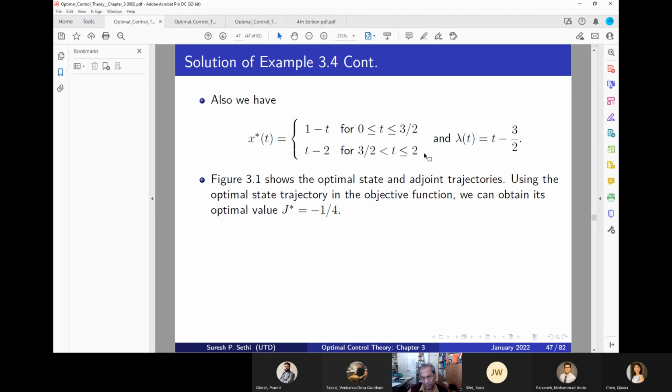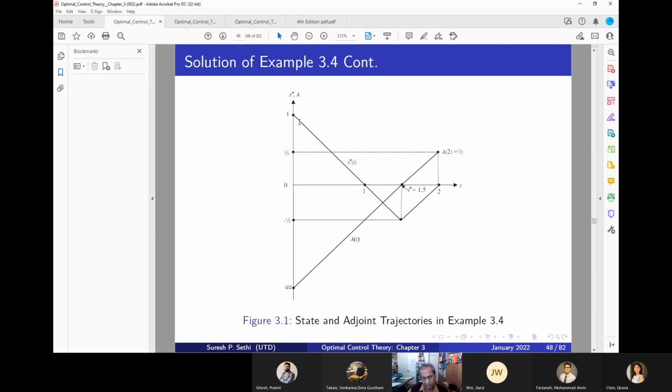Now look what's going on. Here's our picture. xt goes like this, and then it goes like this. Lambda, on the other hand, starts from here, goes to 0 at t equal to t star, and then it goes to half at this point. And all of that gives us t star equal to 1.5.